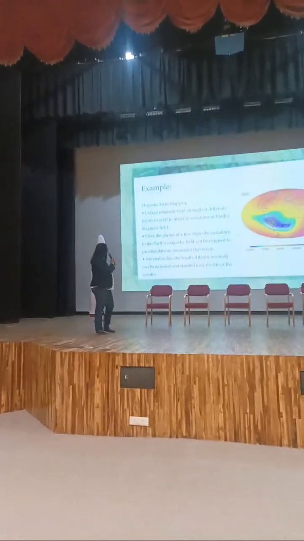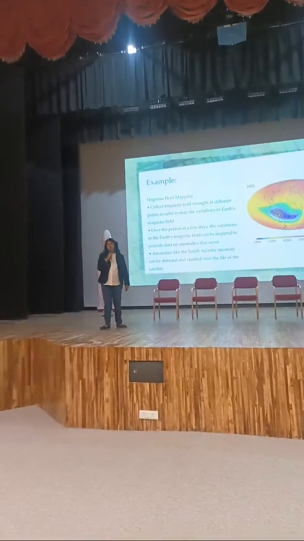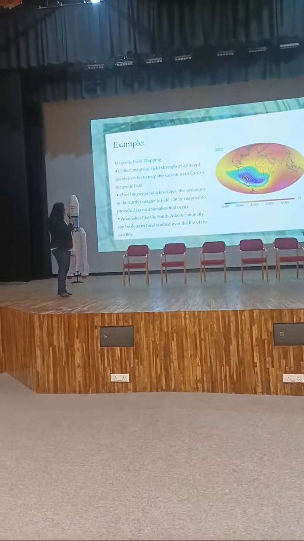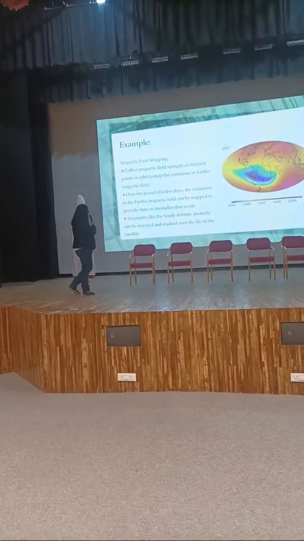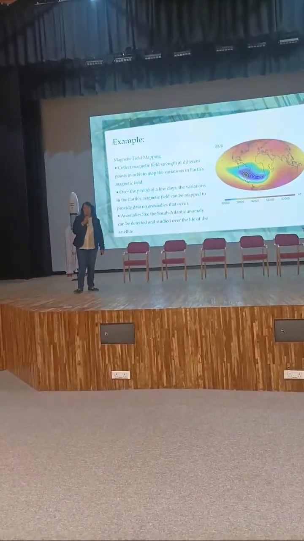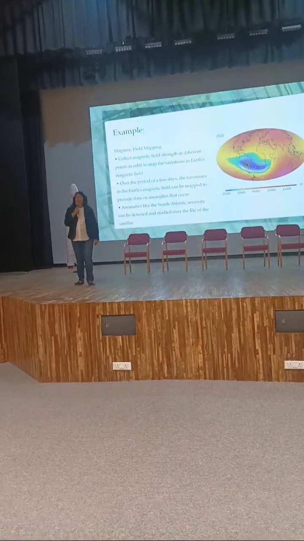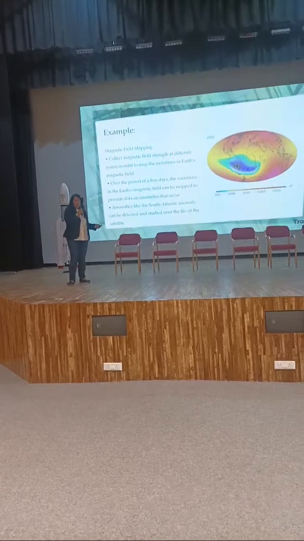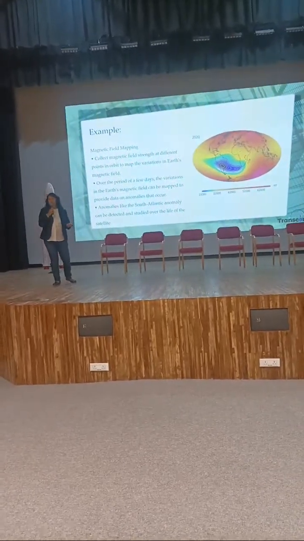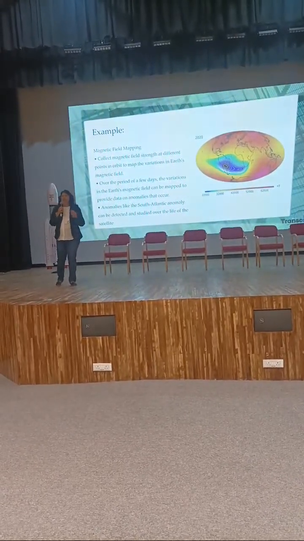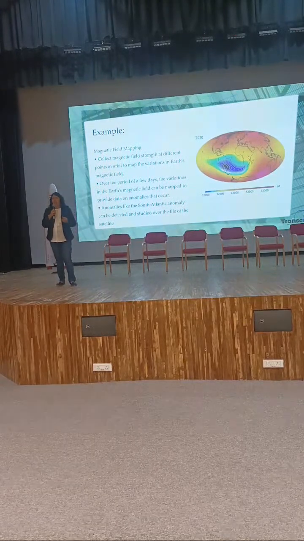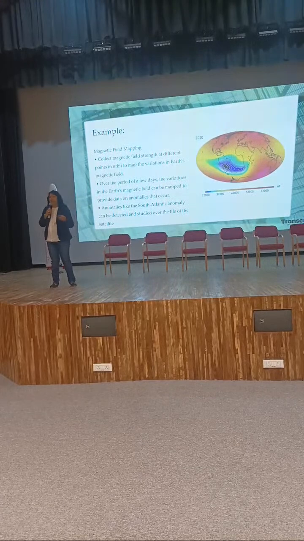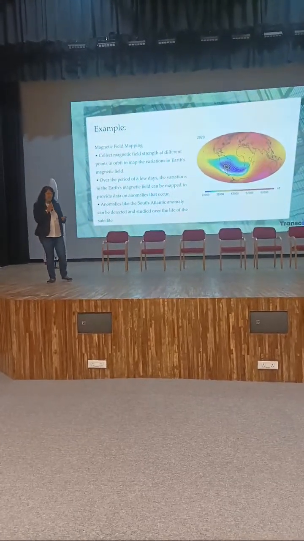So this is one example of a payload which can be achieved through a 1U satellite. The application here is magnetic field mapping of the entire globe, and the payload is a magnetometer. We launch a 1U CubeSat with a magnetometer as a payload, or four magnetometers to be precise, located in four directions of the satellite.